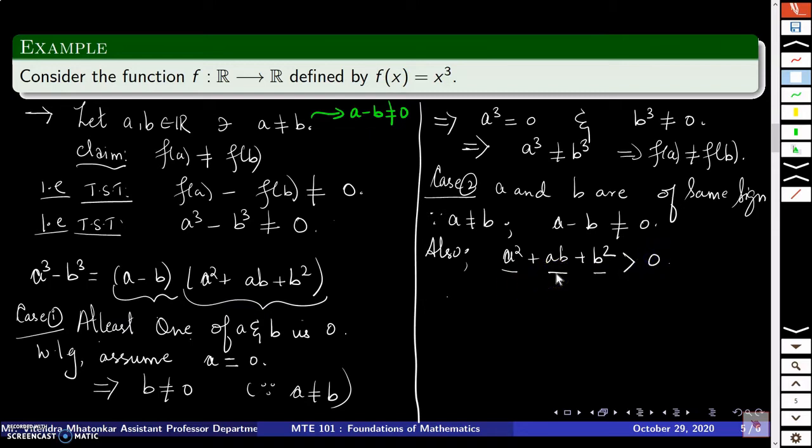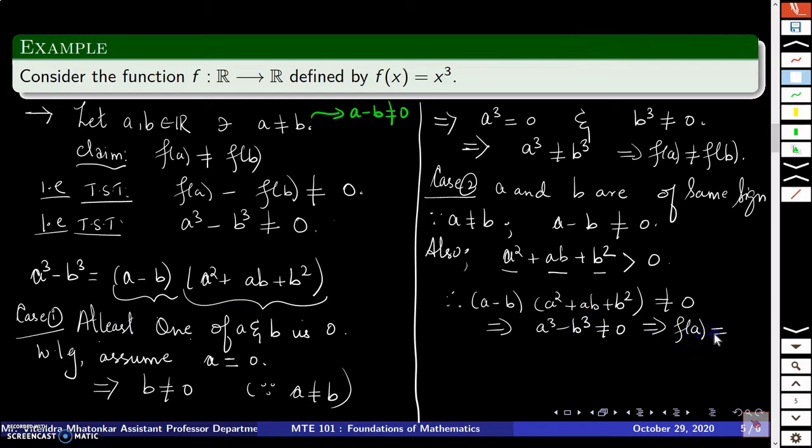Right? If both are negative, then a square is positive, a and b are both negative so ab is positive again, and b square is always positive. So in either case, this is a positive number and this is also not equal to 0. That means their product, a minus b into a square plus ab plus b square, can never be 0 because one of them is non-zero, the other is positive. Right? So this means a cube minus b cube is not equal to 0, which means f of a is not equal to f of b. So in the second case also we showed that f of a is not equal to f of b.